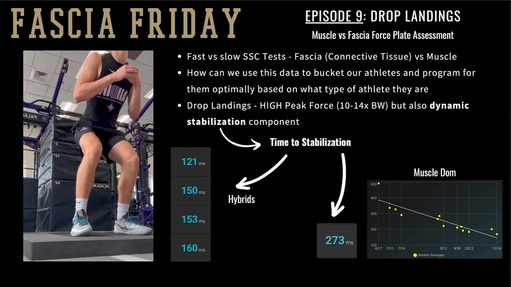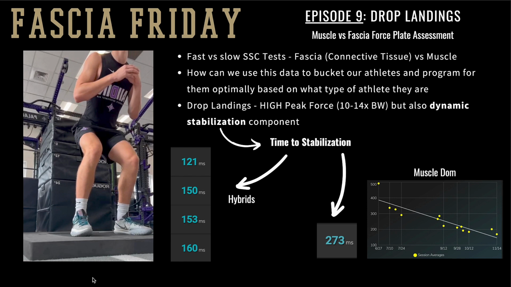We also look at our more muscle dominant athletes, who are going to be high on that time to stabilization piece: anywhere between 270 and, as you can see on the graph on the right, 500 milliseconds. It takes them longer to stabilize. Their muscle contractile system is super strong. Their connective tissue system, their fascial system, their proprioception element, the sensory motor element isn't as strong. And as we can see with this test, it's a great way to bucket those athletes.